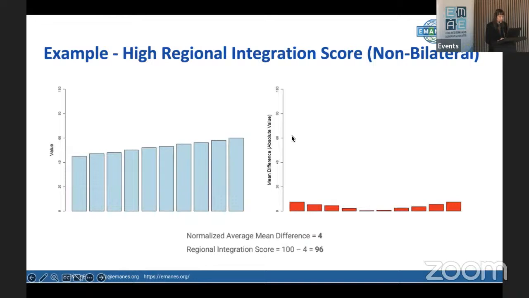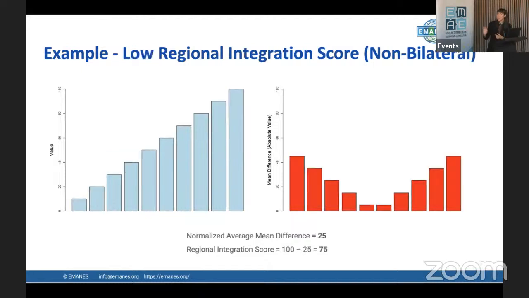If you have values that look very similar, that just range between 40 and 60, you're going to have very low mean differences. And the way in which I make this reflect regional integration is I subtract it from 100, so that the higher the score, the more integration there is. Relative to this, an example where the values are very, very different, ranging between 0 and 100, where the mean difference is higher, and therefore regional integration is reflected as lower.